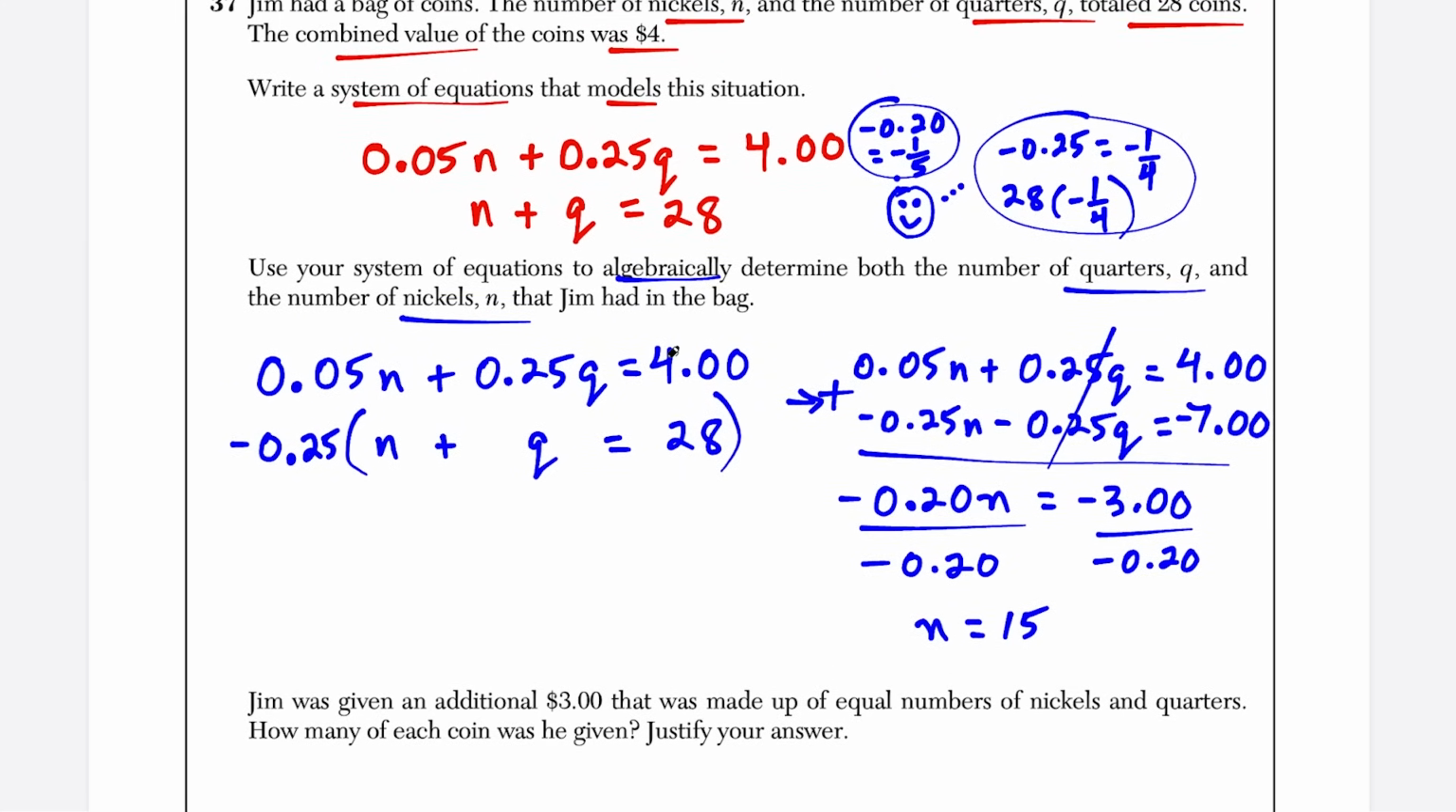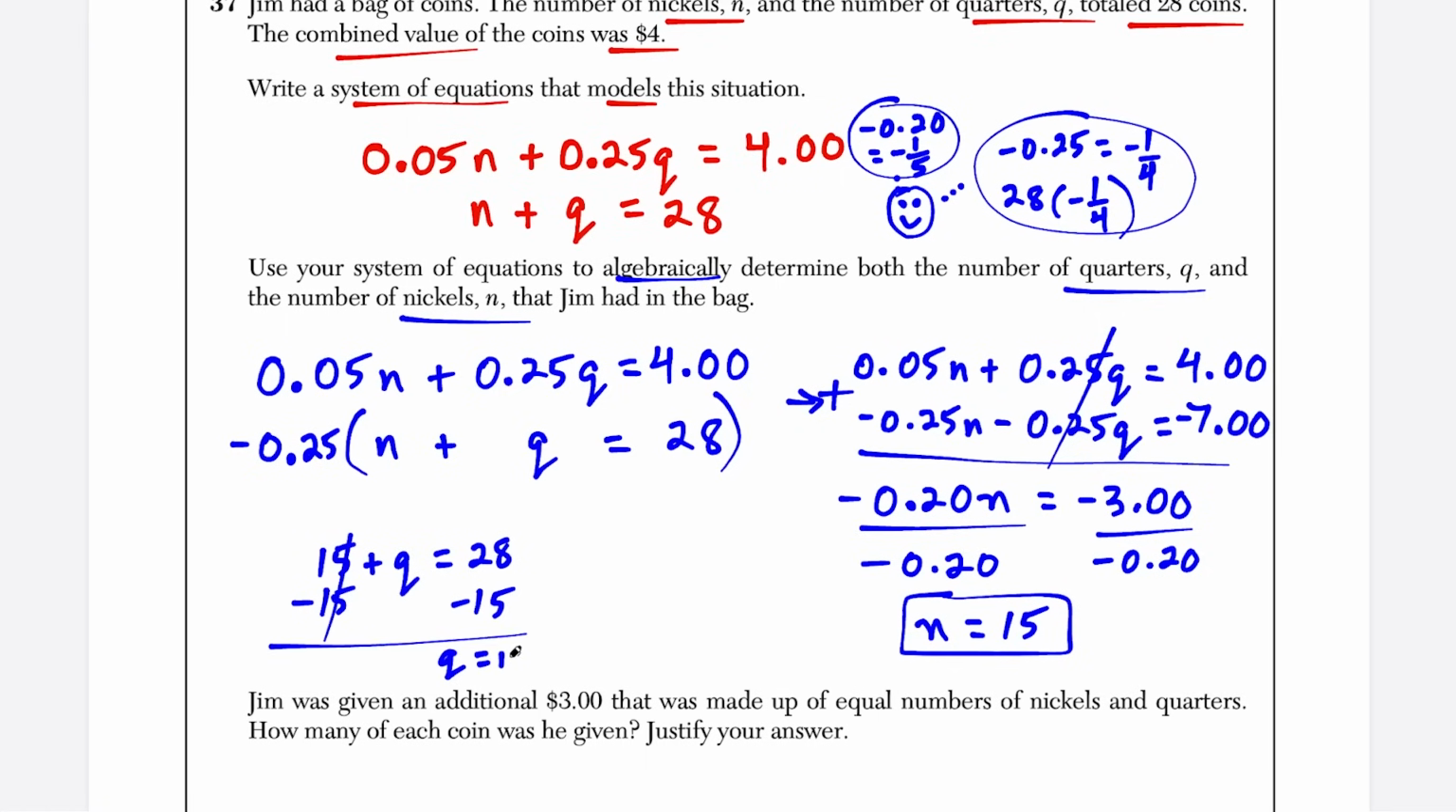Okay, this is the nicest equation that we have. So now that we have the number of nickels, to find the number of quarters, we could say 15 plus q is equal to 28. And now to solve for q, just do minus 15 on both sides. Okay, and this is going to give us q equals 13. All right, so Jim has 13 quarters in the bag and has 15 nickels in the bag.